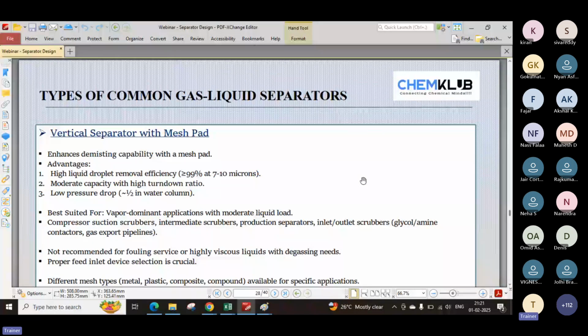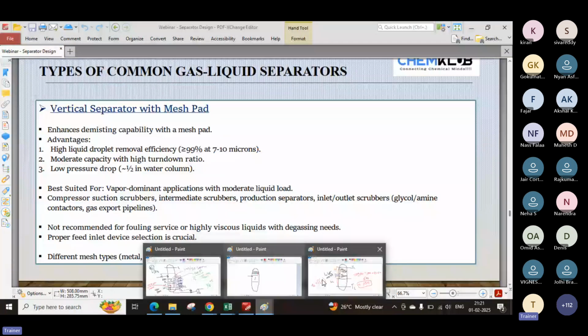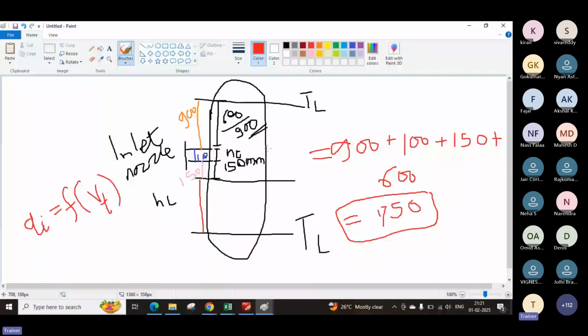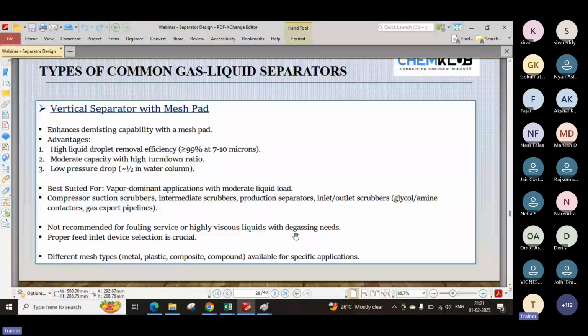Okay, when we go for mesh size or mesh pad, we generally call it a mesh pad. It is in this region, what I guess I have drawn. This is the mesh pad design. We generally don't do any mesh pad sizing. This is provided by the vendor only. And whatever we design, we majorly trust or follow the design defined by the vendor only.